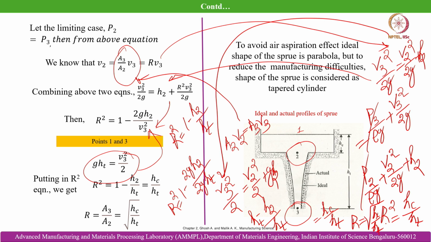From this expression we can understand that although the shape of the sprue should be parabolic, this tapered cylinder is the actual realistic dimension that we can go for in sprue manufacturing. We can also design the sprue by applying Bernoulli's equation and obtain the design attributes of the sprue. That means we can identify how much taper is needed to achieve the desired sprue geometry.